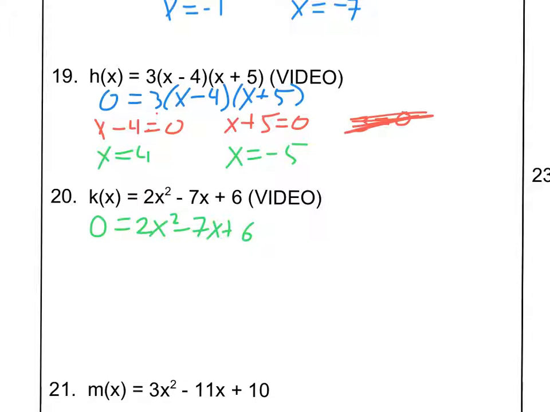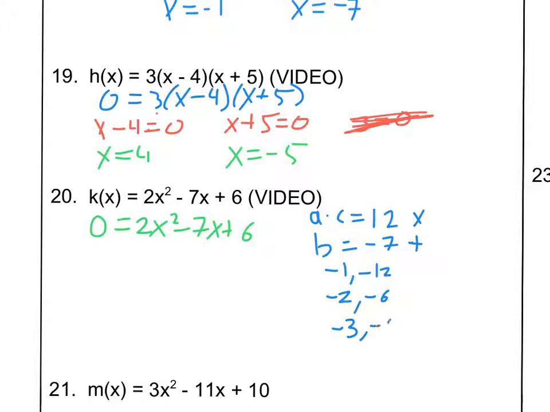We know we've got to do some a times c stuff, so I got a times c is equal to 12. B is equal to negative 7. I'm going to try to multiply it to 12 and add up to negative 7. I know I've got to stick to negative values to get that negative 7. Negative 1, negative 12, no. Negative 2, negative 6, no, that's negative 8. Negative 3, negative 4, that gets me negative 7.